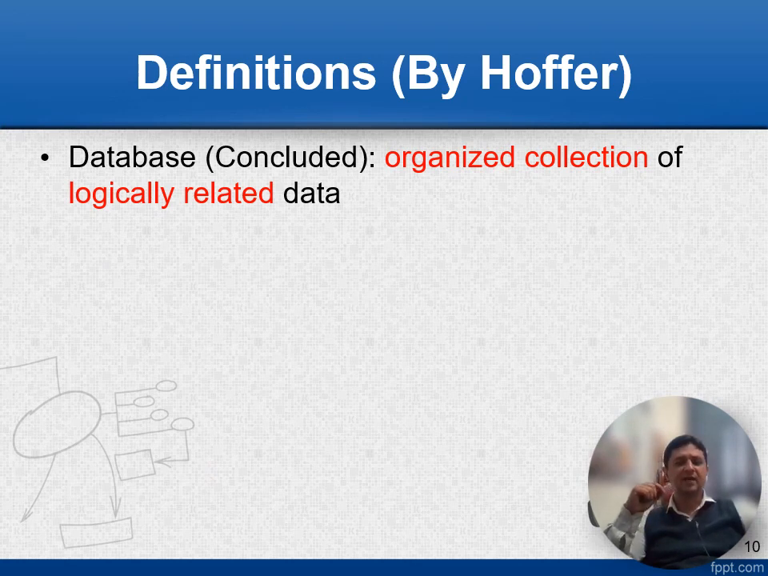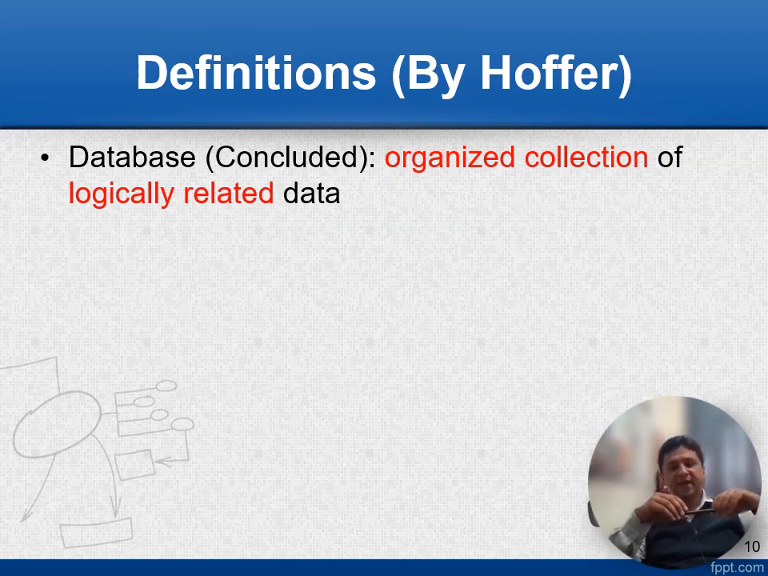For example, if I take the example of a university, and I am designing an information system for that university, then I can store the information of students and the information of courses, because courses and students are logically related. But for a university, I cannot add data of students and, for example, the data of some animals, because it doesn't make any sense based on that university's processes.